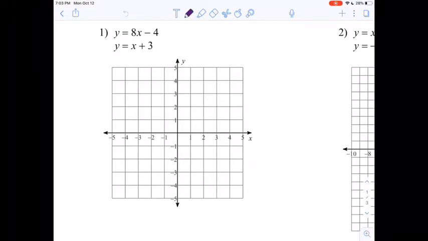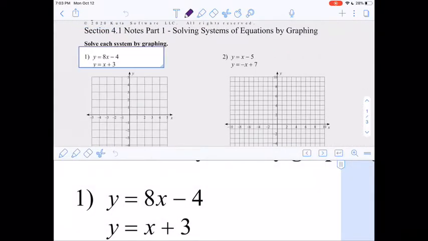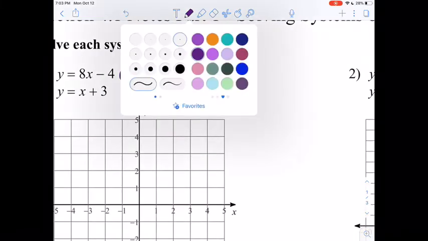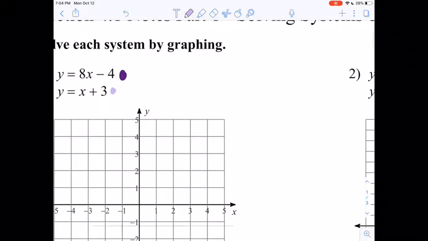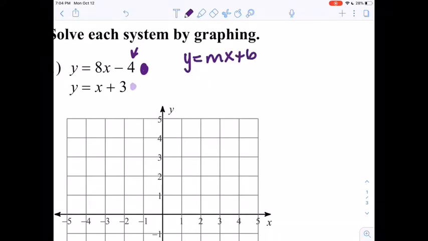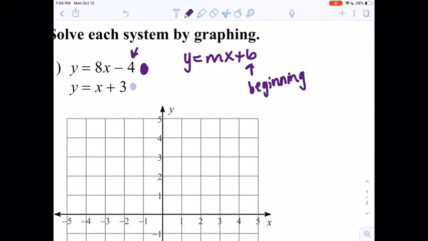So I'm going to graph this line in dark purple, and then I'm going to graph the second line in light purple. So for the first line, my starting point is -4. Someone told me this before, and I think it'll help you guys remember that our B is the beginning. That's where we start, right? And our M is how we move. So keep that in mind when you're graphing these if you're still kind of confused how to graph a line.